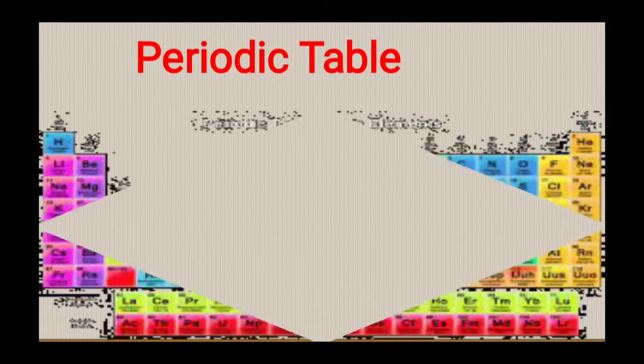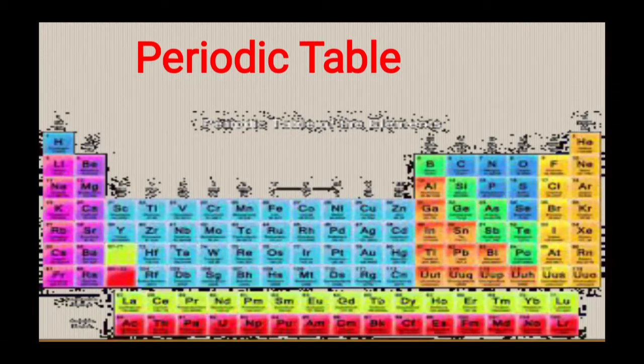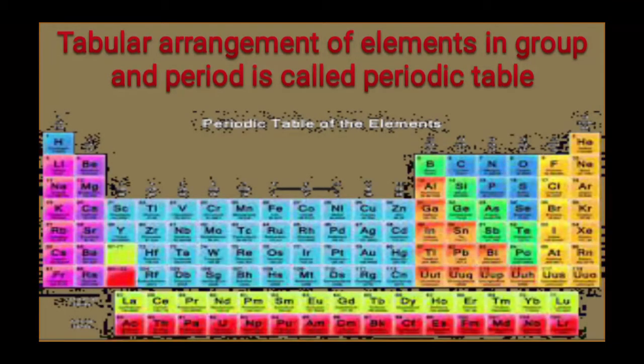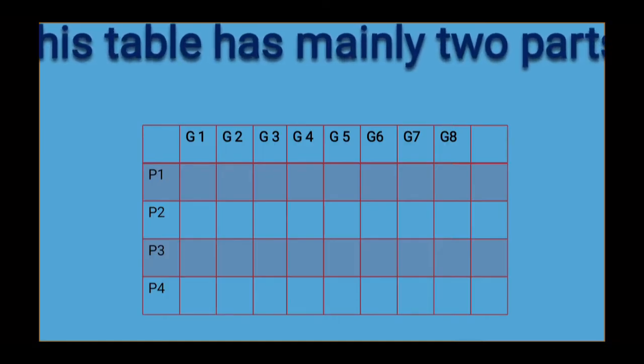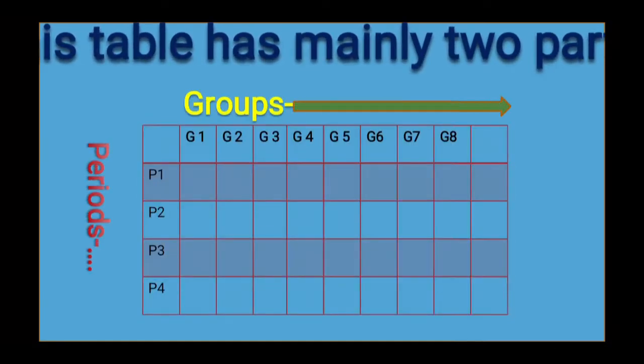Periodic table. Tabular arrangement of elements in group and period is called periodic table. The periodic table has mainly two parts. This table has mainly two parts: groups, denoted by G1, G2, G3 and so on, and periods, denoted by P1, P2, P3 and so on.